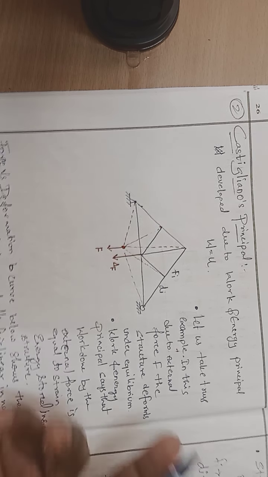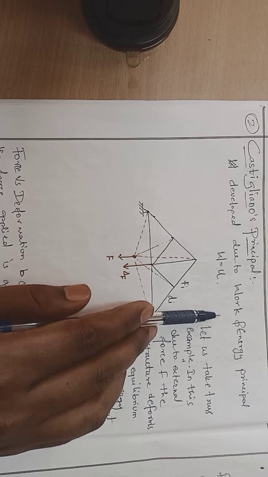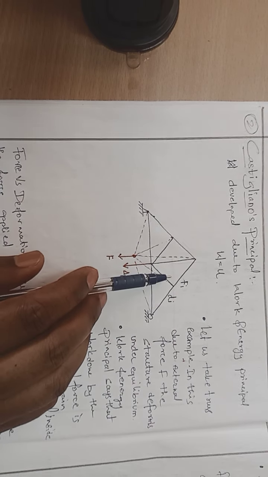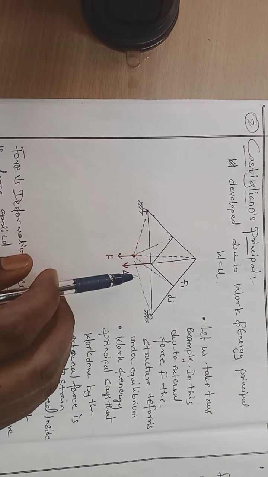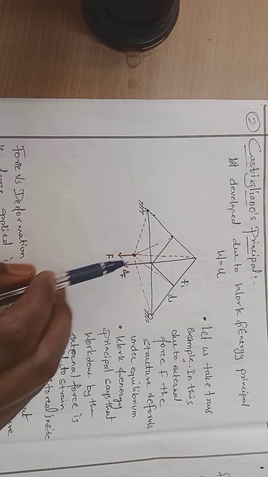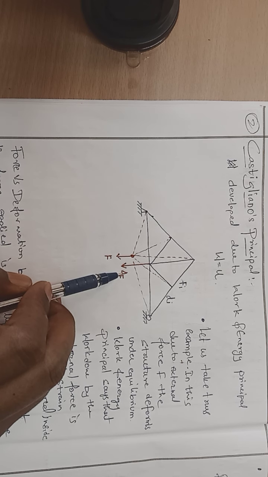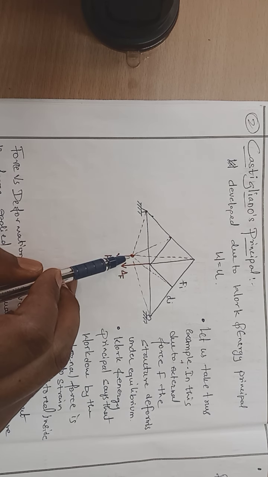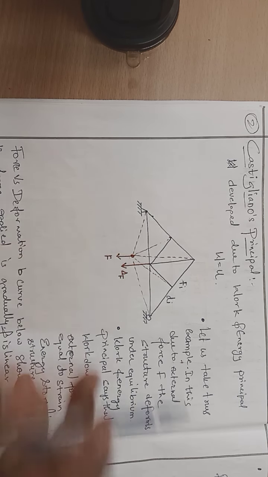The Cauchy-Glanville principle is developed from the work and energy principle. We have already seen that work done is nothing but strain energy stored inside the structure. Let me take a truss here. It is applied with an external force F, due to which the structure is going to deform, and that deformation we are keeping as delta F. In the truss, joint displacement will be there. Deformations are of many types, which I have already shown in previous videos.